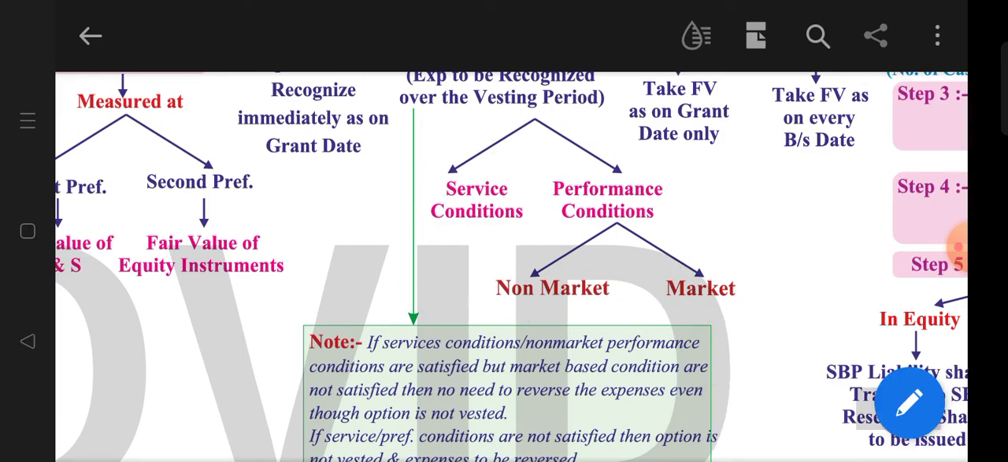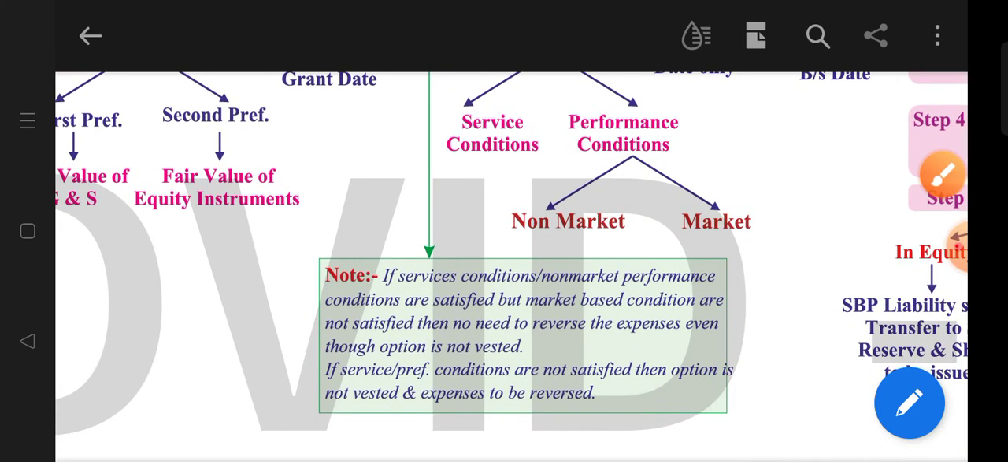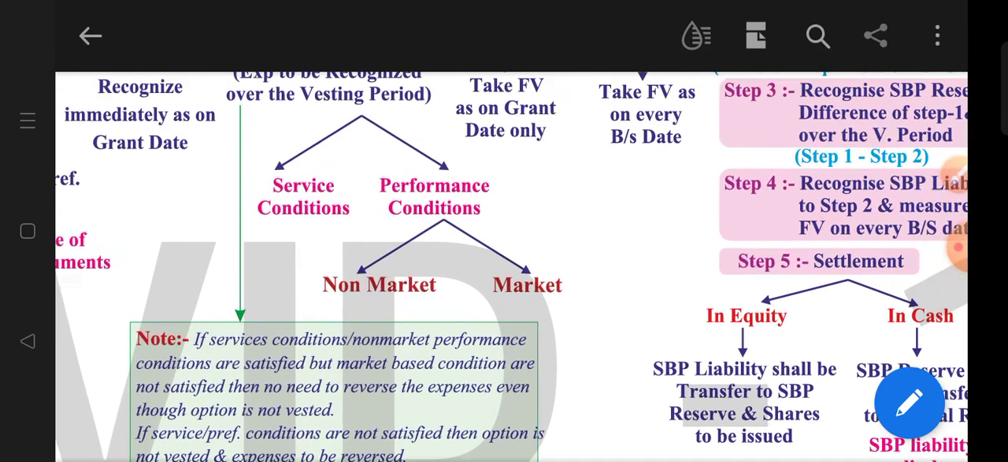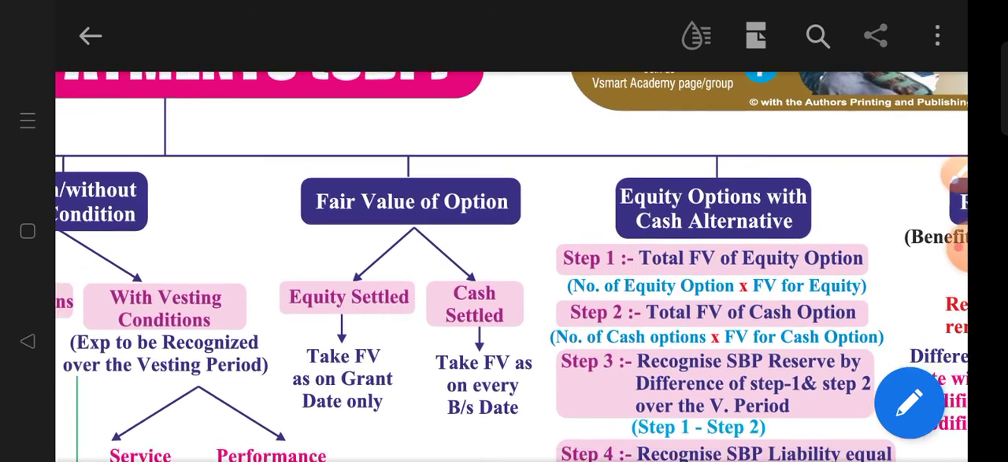Okay, if the service conditions or non-market conditions are satisfied but market-based conditions are not satisfied, then there is no need to reverse the expenses even though the option is not vested. Okay, we should not reverse those expenses which have been booked. Okay, next, fair value of the option.